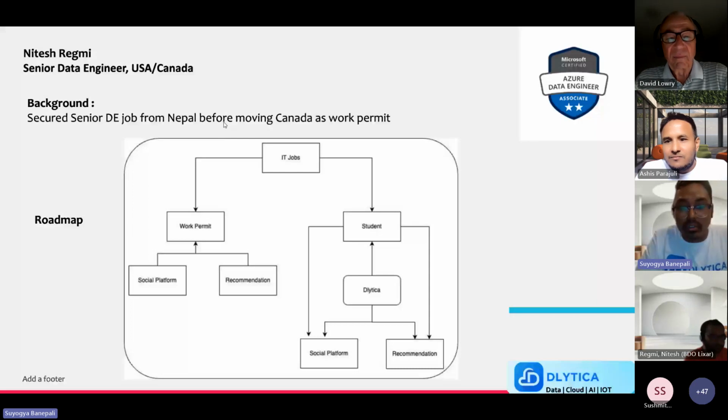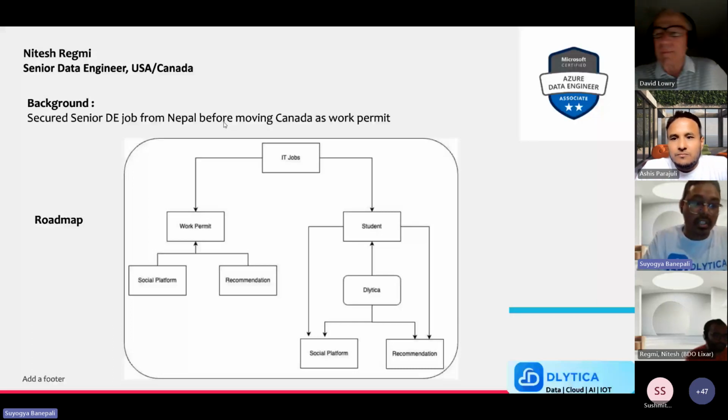I think he will address some of the work permit or how to move to Canada, even if you don't want to pursue a student life. I think he can relate to that aspect as well. So Nitesh, take it away.